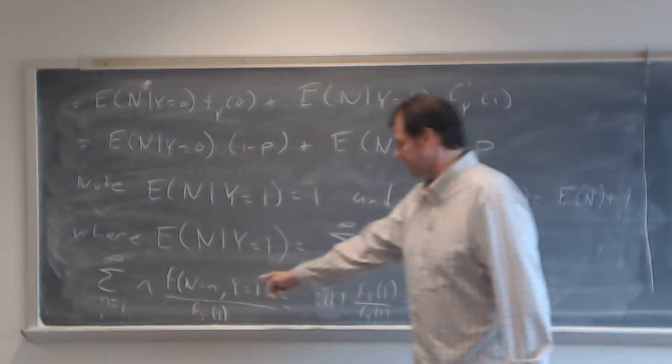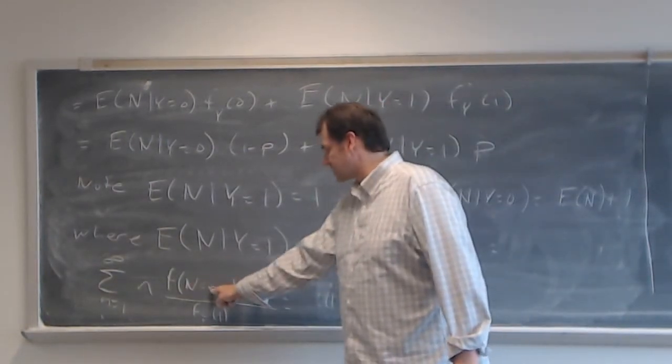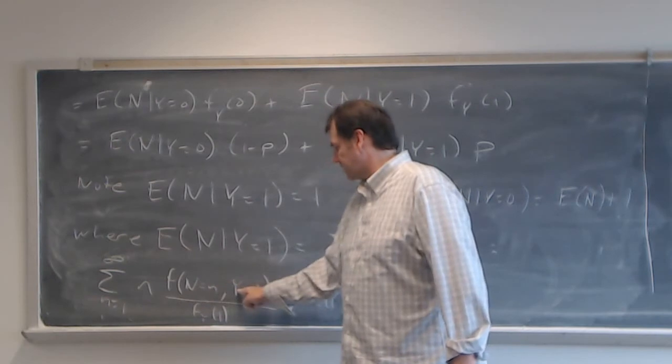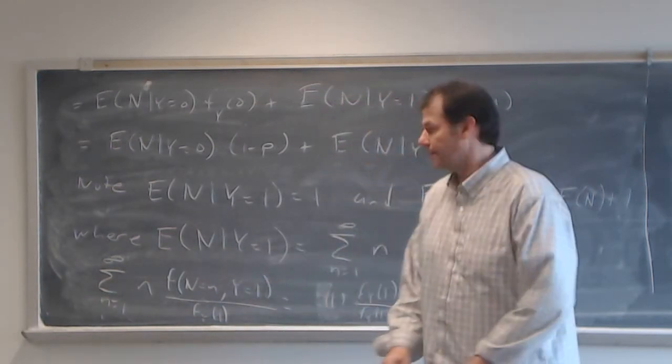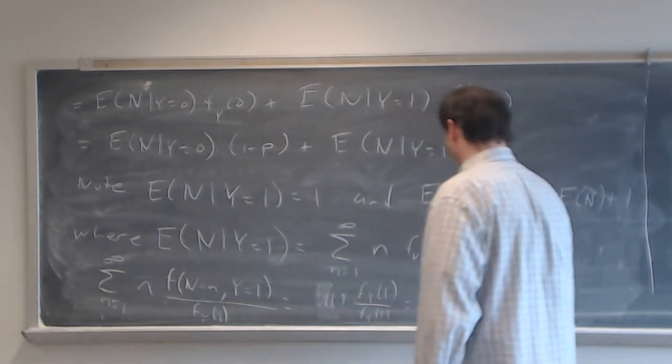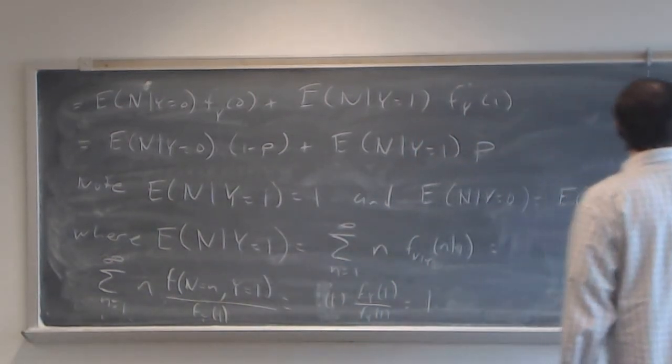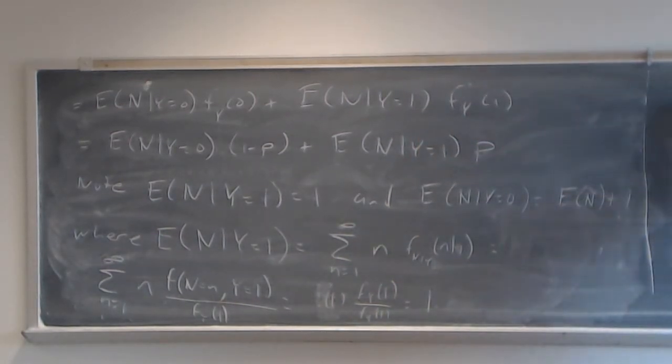So again, it boils down to this. What's the probability that big N is equal to n and Y is equal to 1? That's the same thing as the probability Y is equal to 1, and N has to be 1. Okay, so that's that part. The other part here is a little bit more complicated.